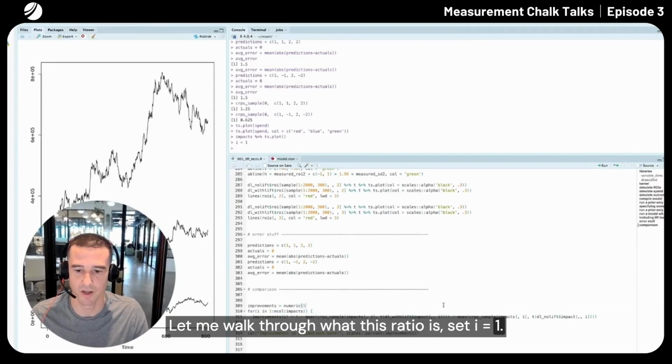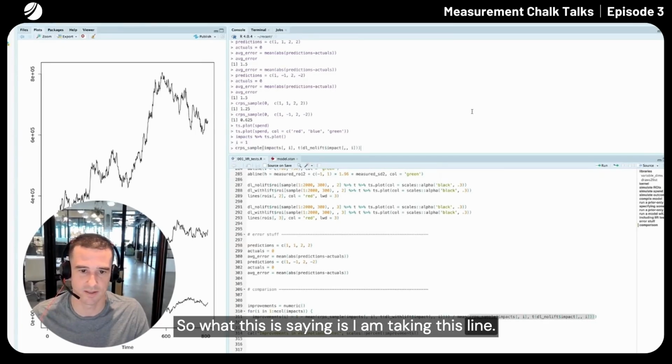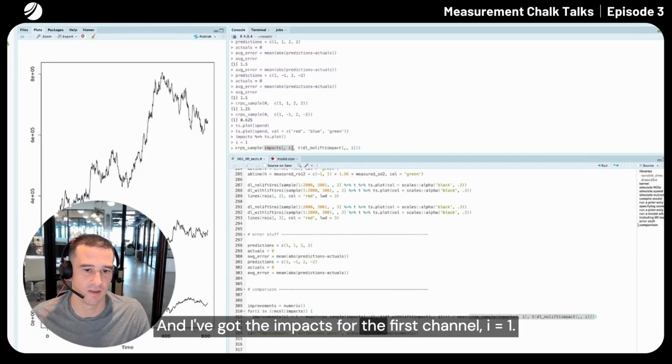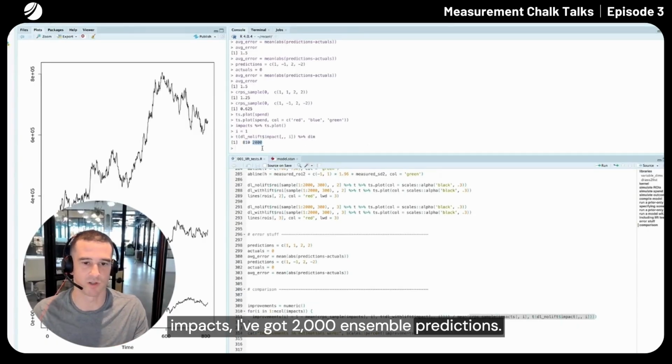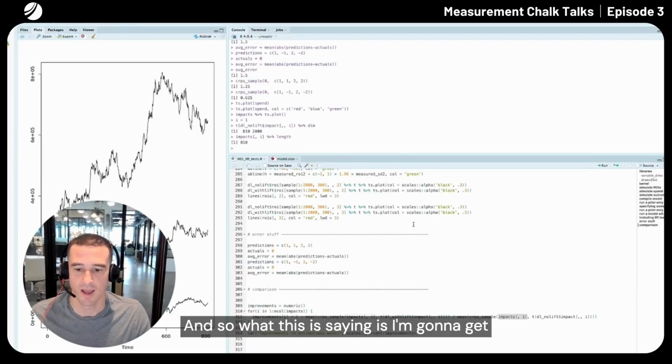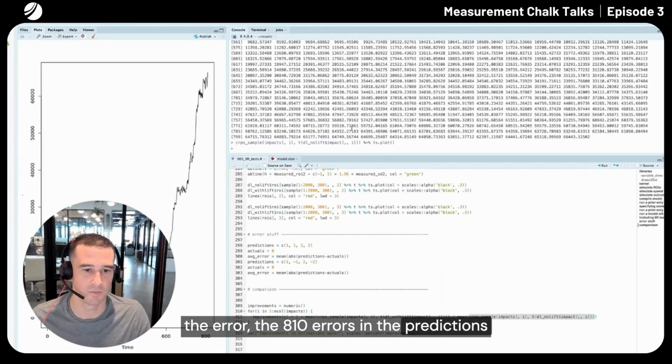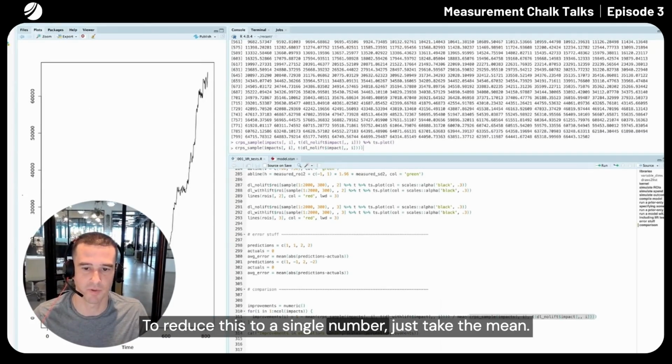I'm going to just set i equals 1. So what this is saying is I'm taking this line and I've got the impacts for the first channel, i equals 1, and this is going to be a vector of length 810. And I've got this 810 by 2000 matrix here, which is for each of the 810 impacts, I've got 2000 ensemble predictions. So this is just boom. And so what this is saying is I'm going to get the 810 errors in the predictions for channel 1 in terms of their impacts. This is scaled on the units of impact. To reduce this to a single number, just take the mean.